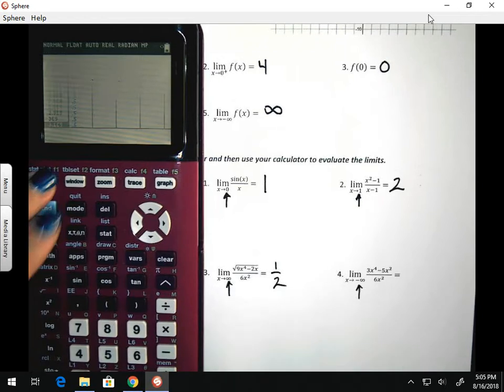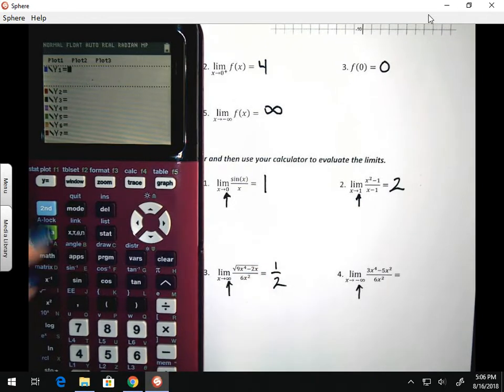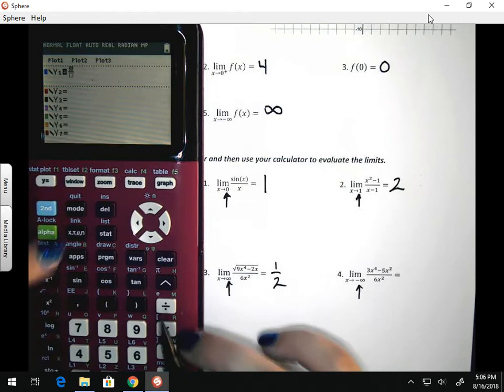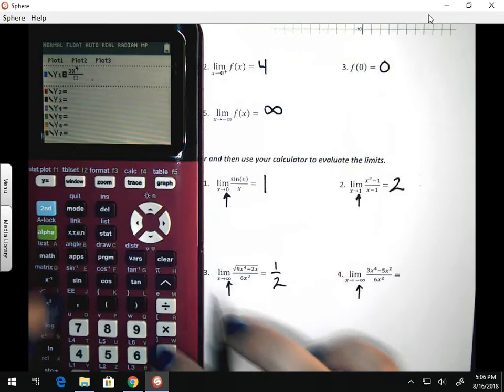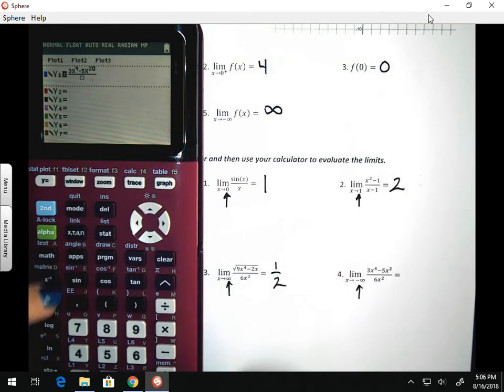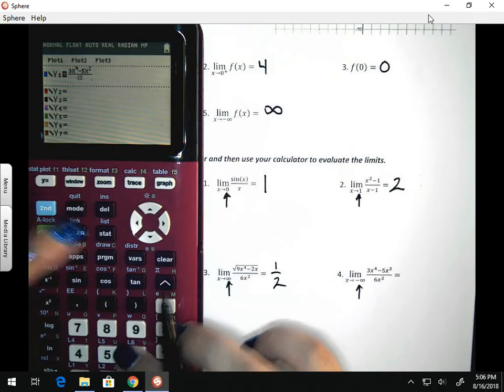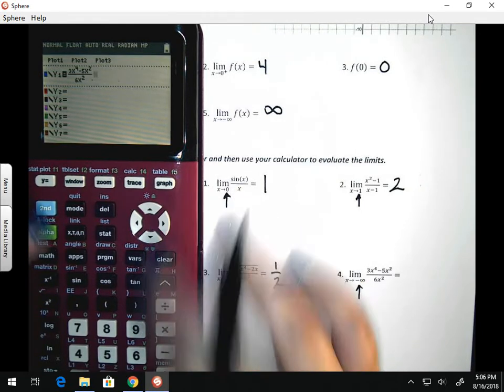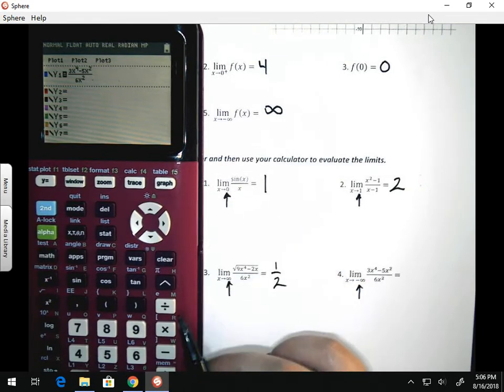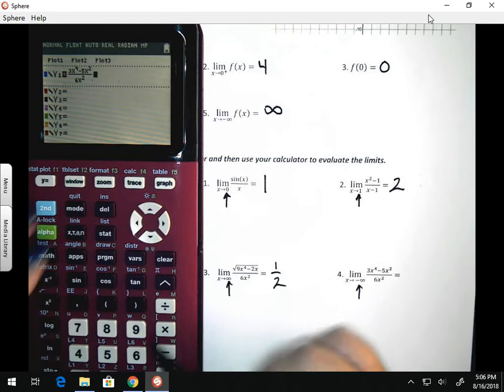So let's plug in this new function here. We're going to do y equals 3x to the 4th minus 5x to the 2nd all over 6x squared. And again, you don't have to do the decimal. We can leave it alone. It's fine. But let's go to our table set.